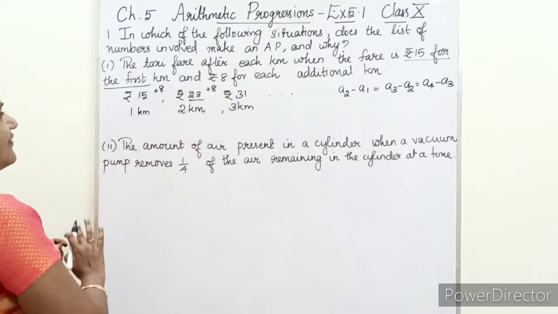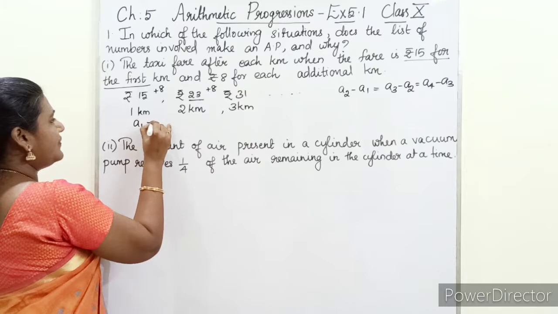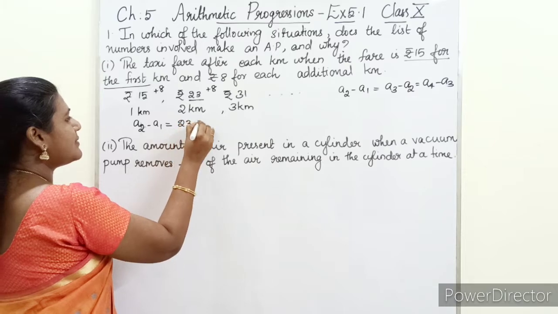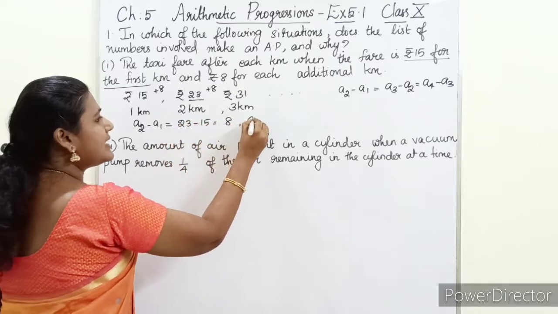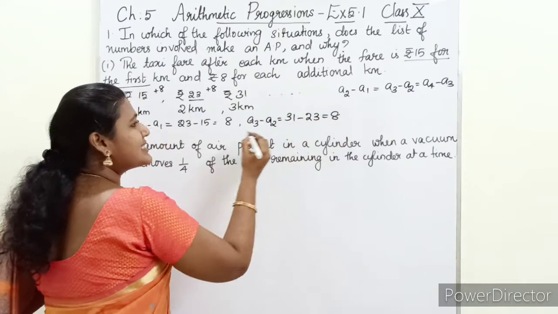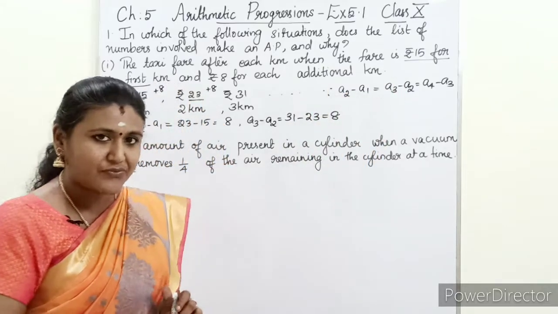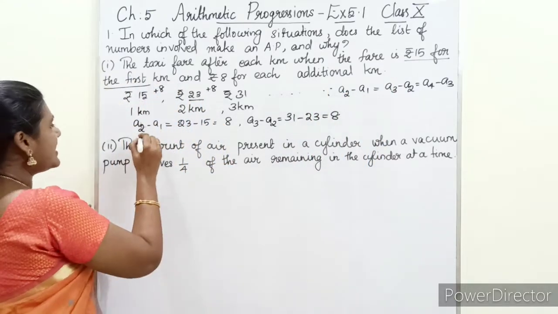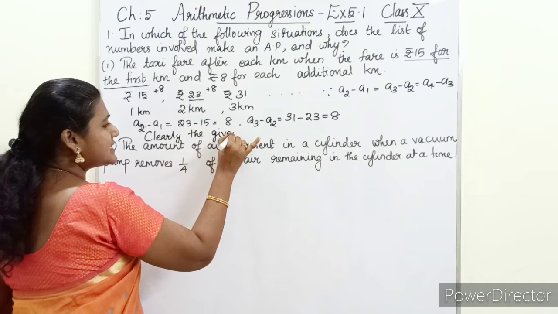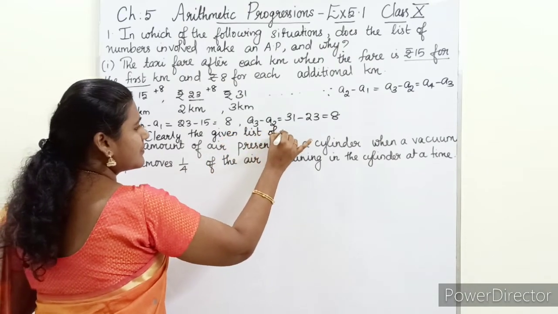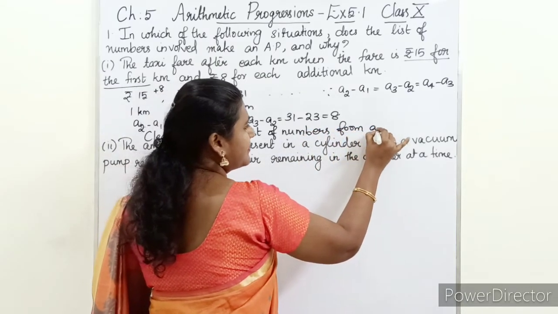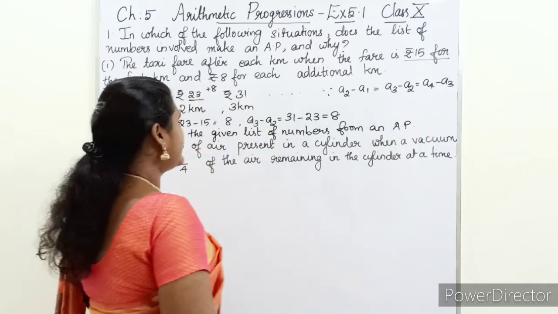We can verify this here. A1 is 15. A2 minus A1 is 23 minus 15, which is 8. Similarly, A3 minus A2 is 31 minus 23, which is also 8. Since these conditions are satisfied, we can write clearly that the given list of numbers forms an AP. This is how you have to prove it. Now we will see the next question.